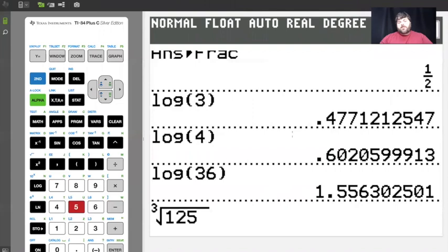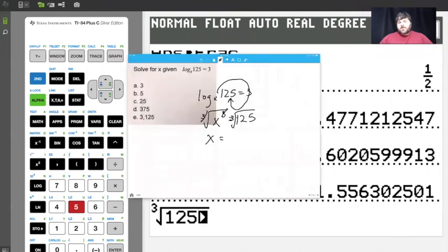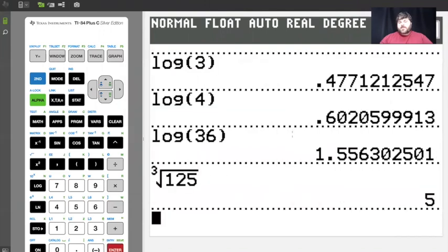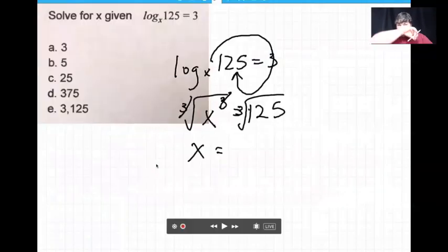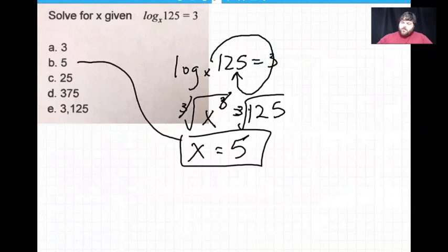What number times itself 3 times makes 125? It's got to be 5, right? 5 times 5 times 5 is 125. So x would be 5. Pretty easy if you know how to convert out of logarithmic form.